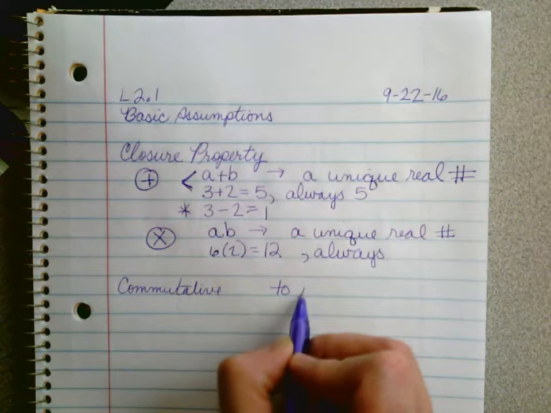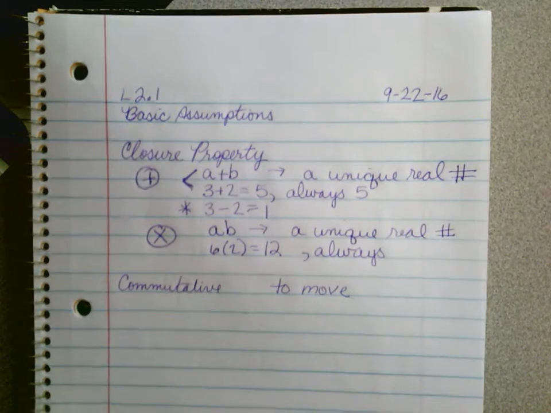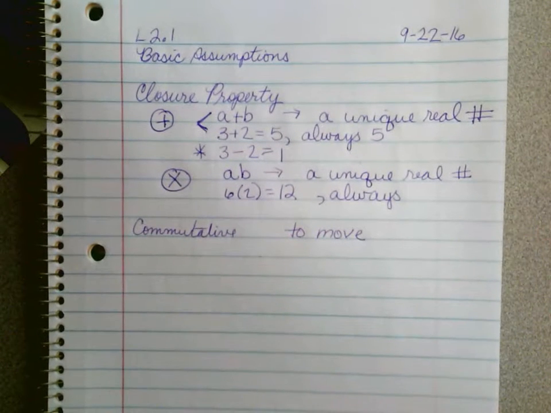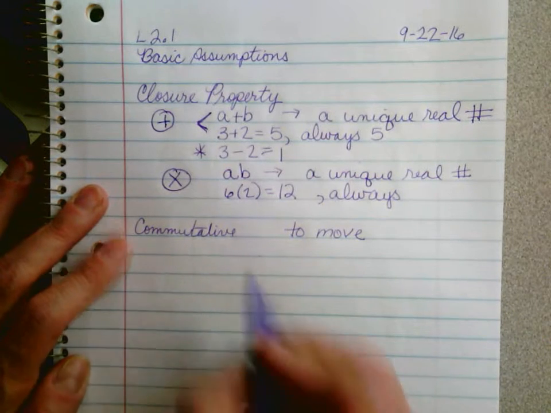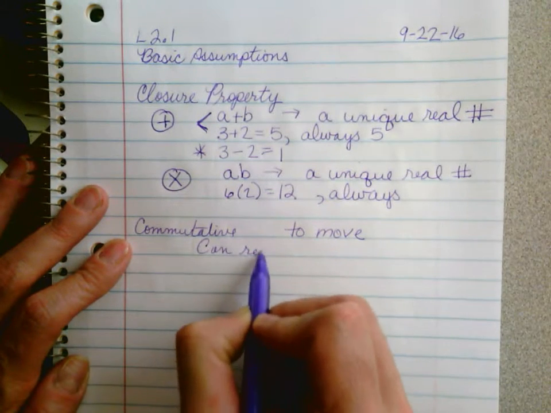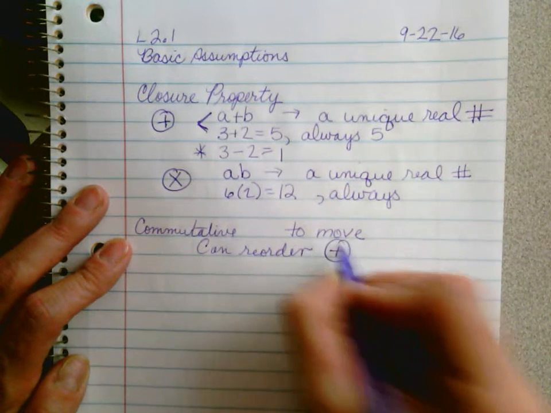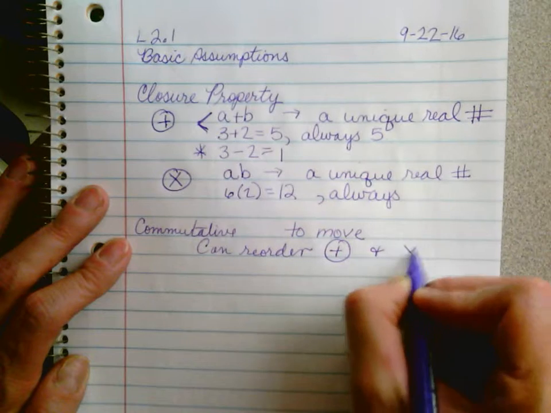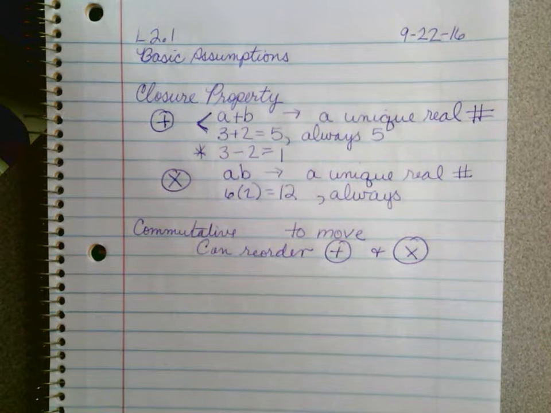Commutative means to move. You guys had this in the blue book last year. My 7th and 8th graders are crying about it right now. But the commutative property means to move. And what that states is you can reorder addition and multiplication as you see fit in order to make your brain answer the question more easily.